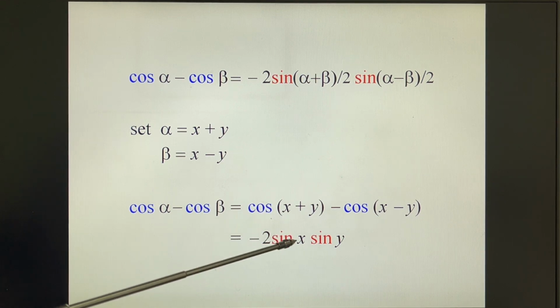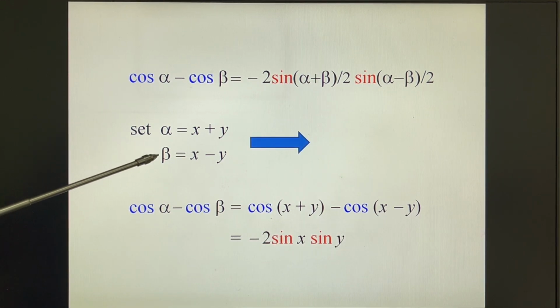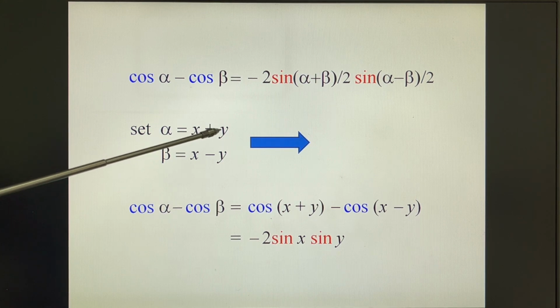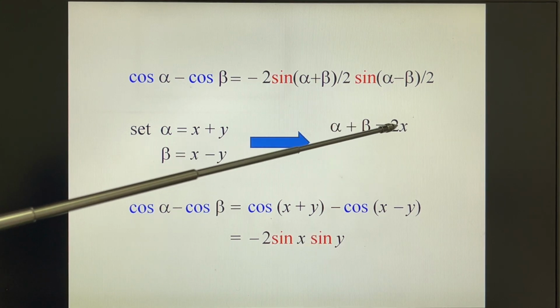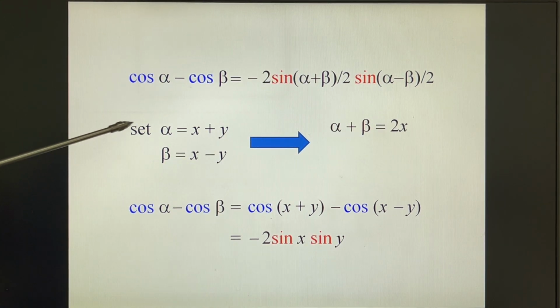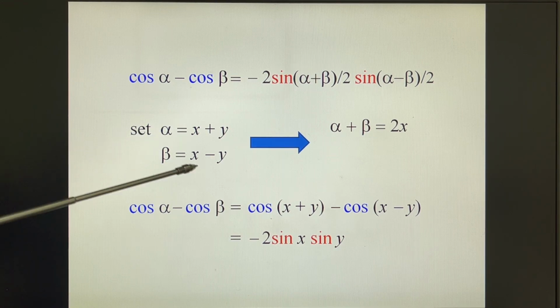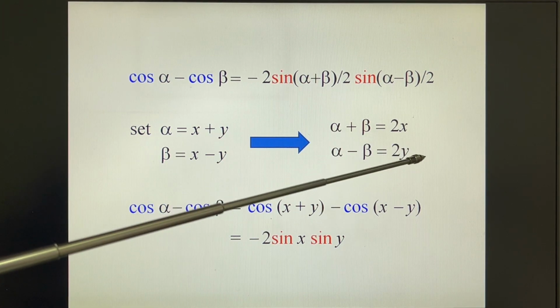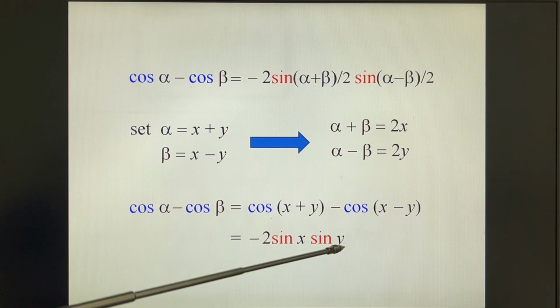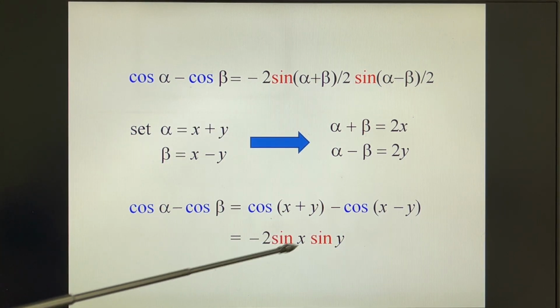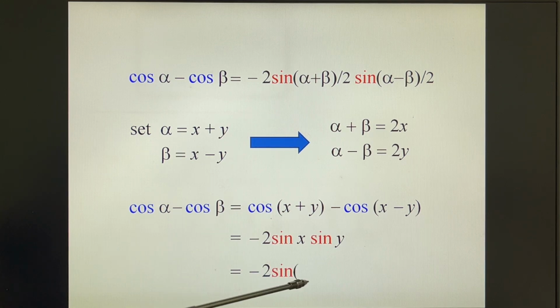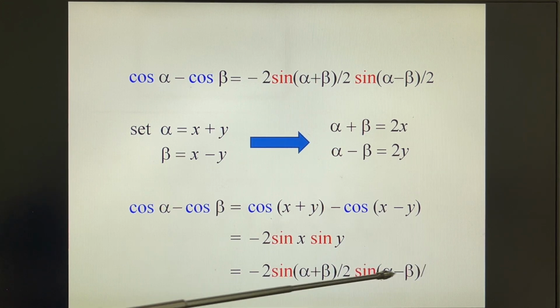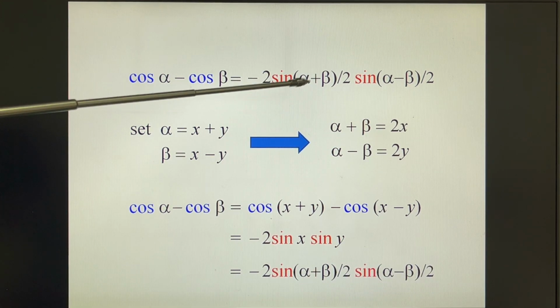We also try to get x and y in terms of alpha beta. Alpha plus beta, y cancel out, 2x. So x equal to half alpha plus beta. Alpha minus beta, x cancel out. y minus minus y, 2y. So alpha minus beta equal to 2y. And y is half alpha minus beta. We put x and y in, we get this, minus sine half alpha plus beta, sine half alpha minus beta. This is exactly like above.